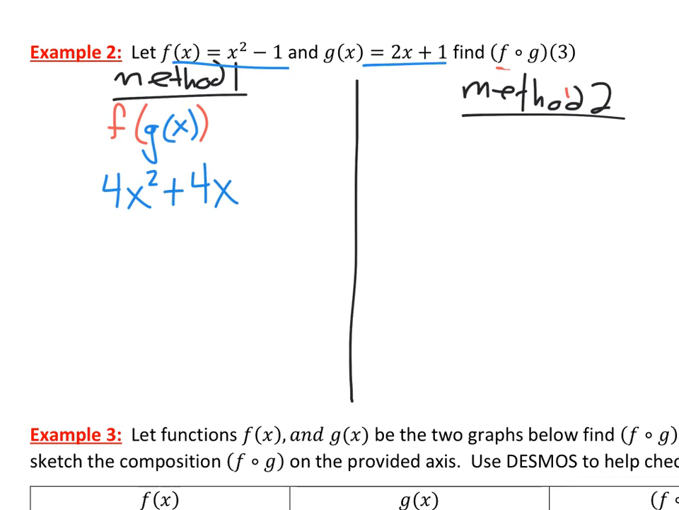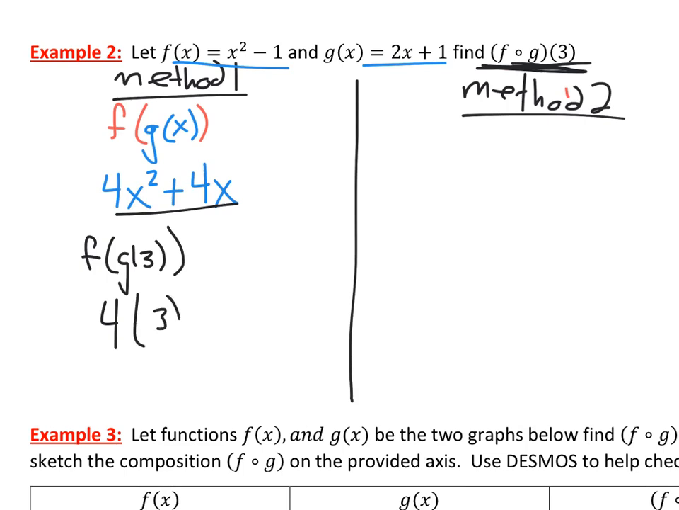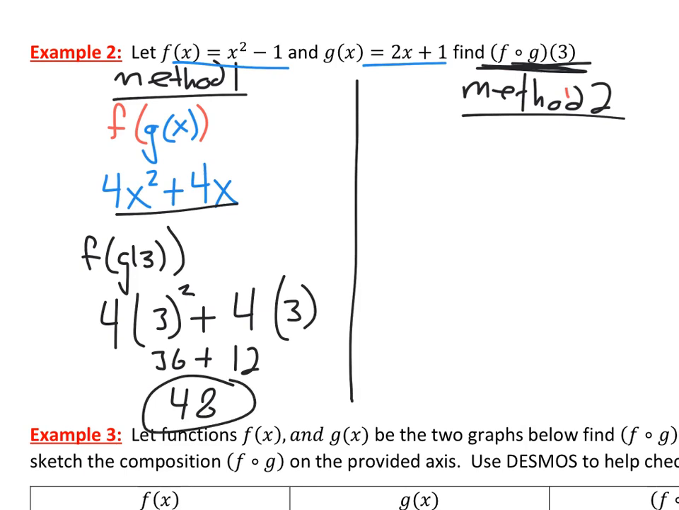So that was f of g of x, which means if we want to find f of g of 3, which is what f open dot g, the composition of f with g of 3 means, from here, I will just plug in the 3. So 4 times 3 squared plus 4 times 3. Go through, we got 9, and 9 times 4 is 36. Plus 12 is 48. So that was the first method.